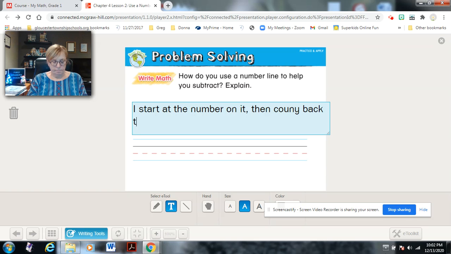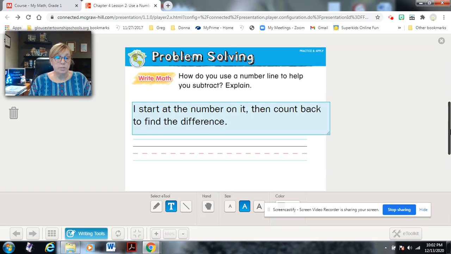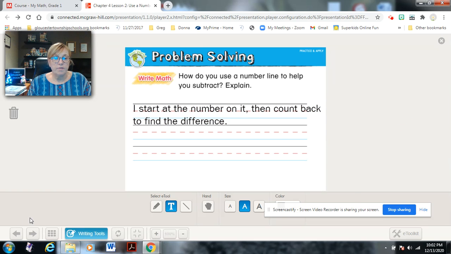And what are we finding when you do that? Oh, I spelled count wrong here. Start at a number on it, then I count back to, what are we finding? To find the difference. Very good. Okay, because we're using subtraction, so that would be to find the difference.